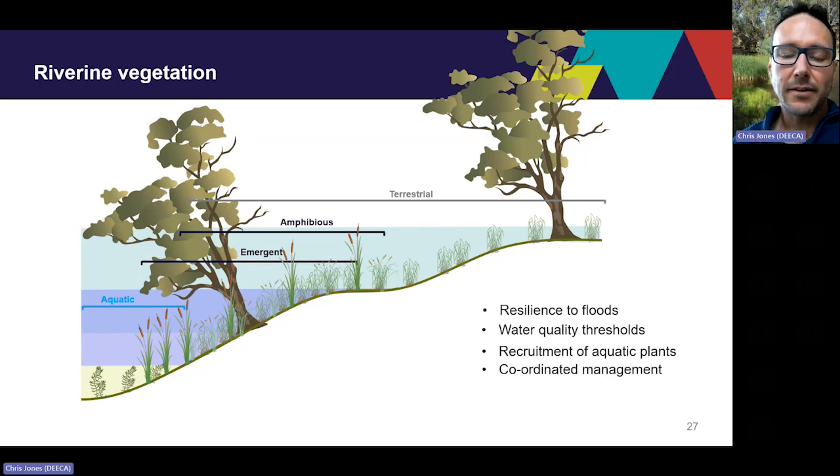And finally, we have a lot of uncertainty around our coordinated management. So we know that we can't just deliver flows and get a good riparian zone. We have to also factor in all of these other conditions. So our livestock, bank stability, exotic species, and a lot of these other factors in one. So it needs to be coordinated management across these things is where we'll get our best outcomes. And that's it.